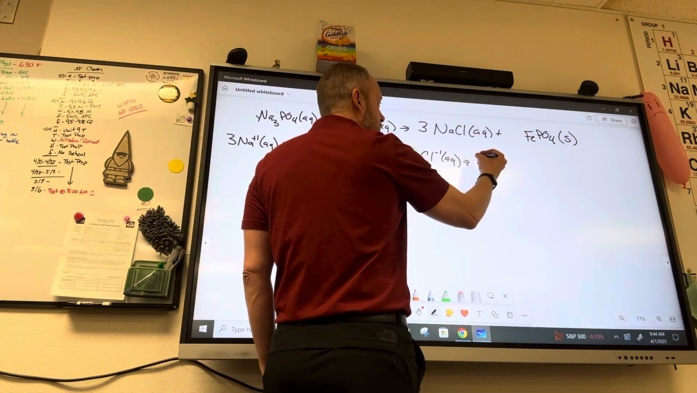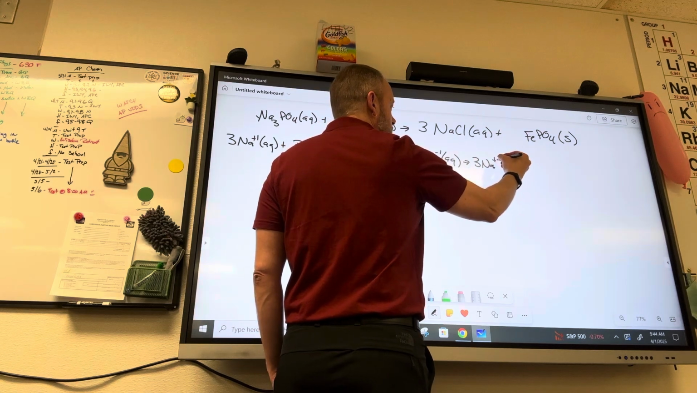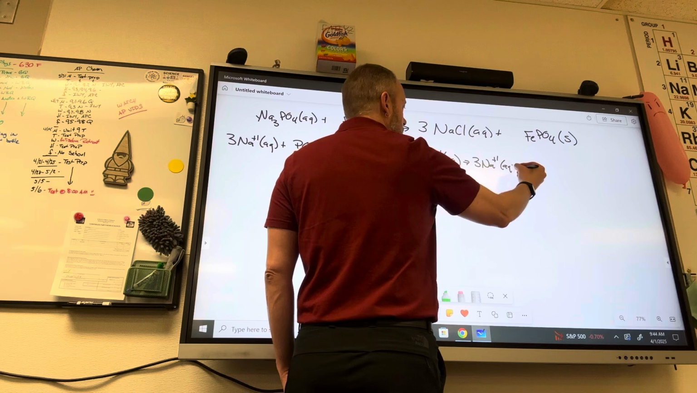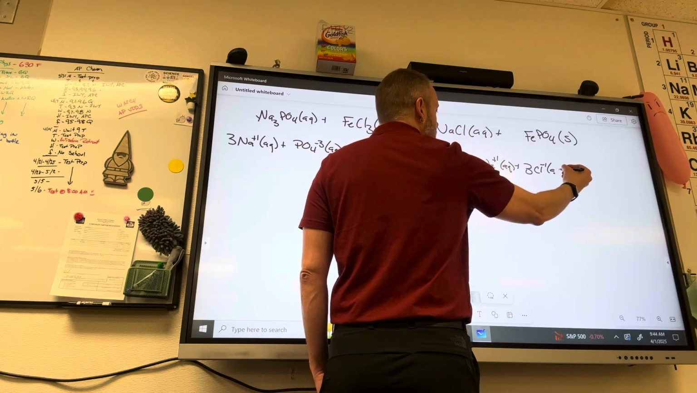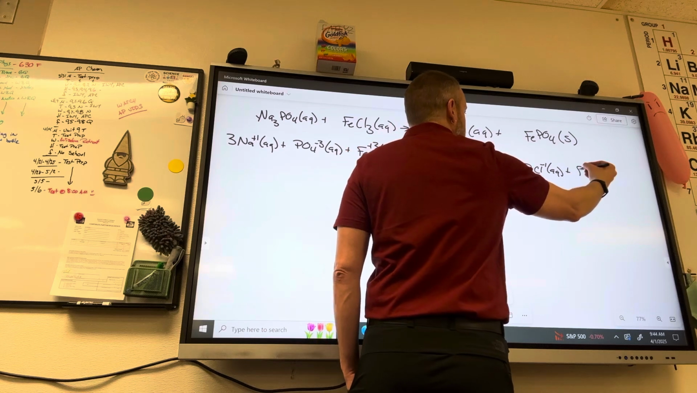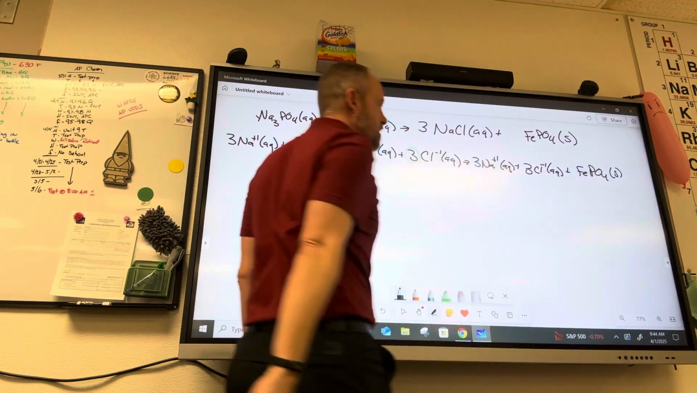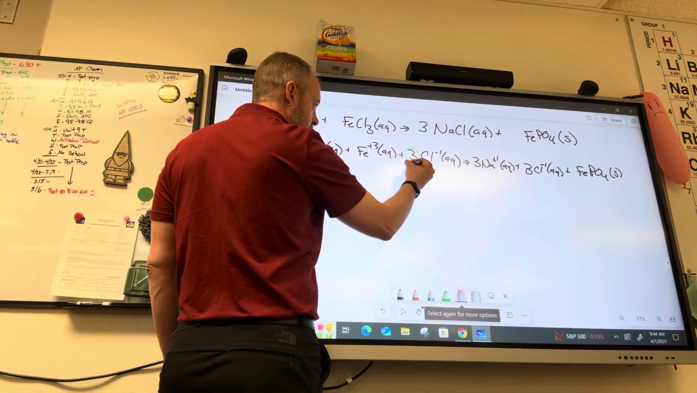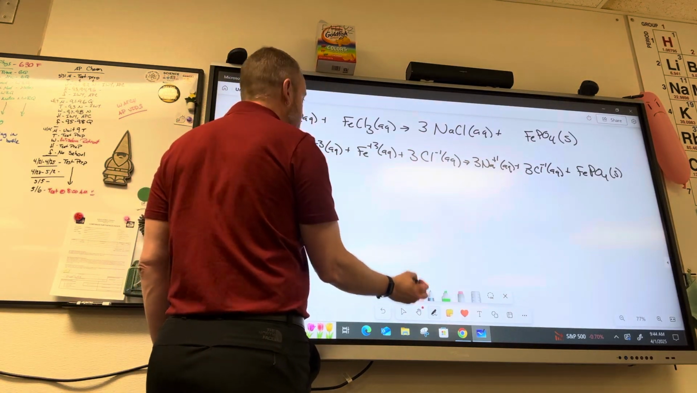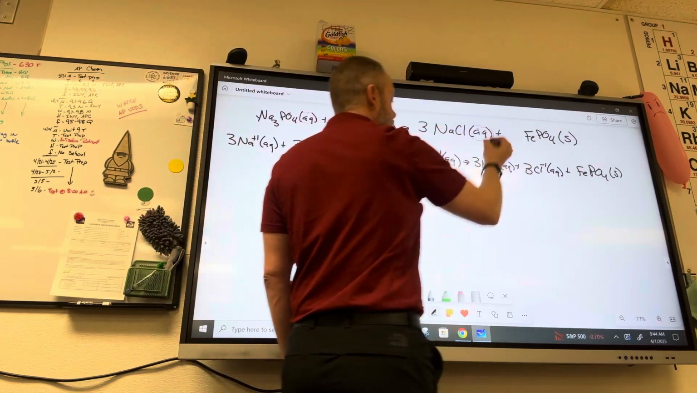Yields 3 Na plus 1 aqueous plus 3 Cl negative 1 aqueous plus FePO4 solid. So that is the complete ionic. Anything that's aqueous, we break apart.